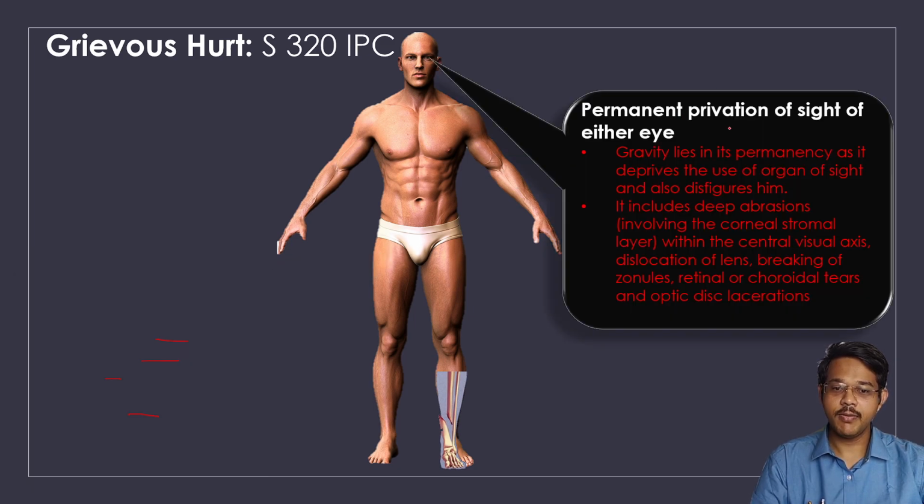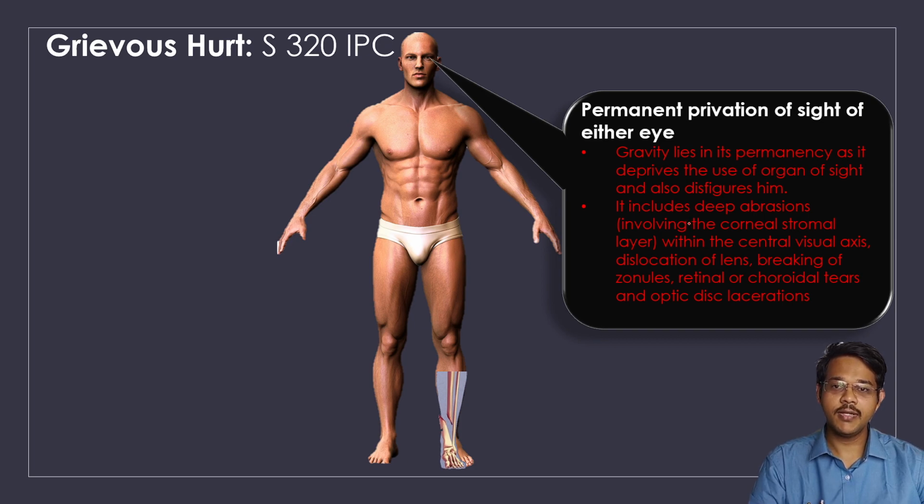Next is permanent privation of sight of either eye. It includes any injury which causes the person to lose eyesight. The gravity lies in permanency, as it deprives the use of the organ of sight and also disfigures him. It includes abrasions of the corneal surface, dislocation of the lens, breaking of zonules, retinal or corneal tears, or an optic dislaceration. Any injury which permanently makes the person blind comes under this.